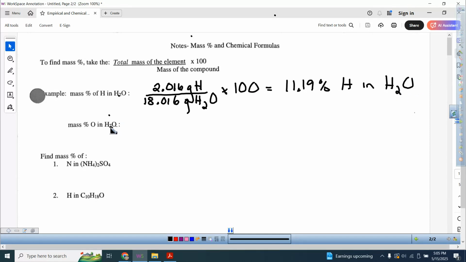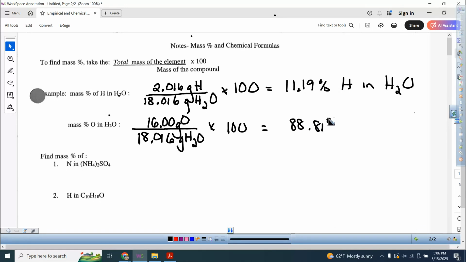Okay, the second one, we're going to look at the mass percent of oxygen in water. And oxygen has a mass of 15.9994, so I can go ahead and round this to 16.00, or you can just write it as 16. There's only 1 oxygen, so we only have 16. And then the total mass of water is 18.016. And we're going to multiply this by 100 to give us a percent. And that's going to give us 88.81% oxygen in water.